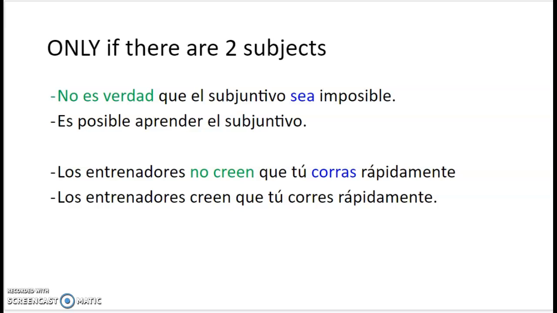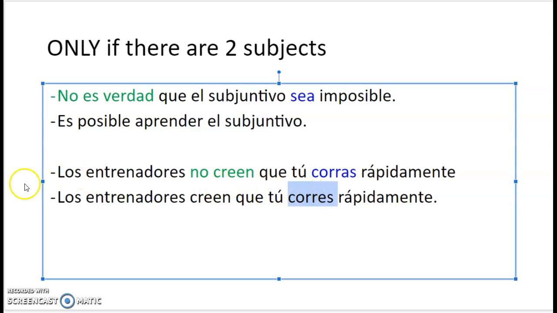Now our second group, los entrenadores no creen que tú corras rápidamente. The coaches don't believe, so that is denying that it is true, que tú corras is the subjunctive. The second sentence, los entrenadores creen, this is saying they believe it. And if they believe it, for them it's true. So anytime we see creer, that is not going to tell us that is the subjunctive. No creer, absolutely. You're denying it. However, creer is saying that you believe it. So if you believe it, it is true. And then here we'll use the indicative.